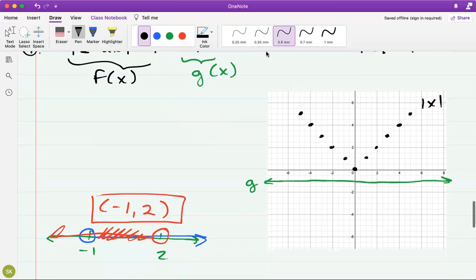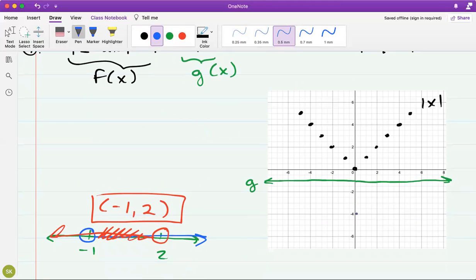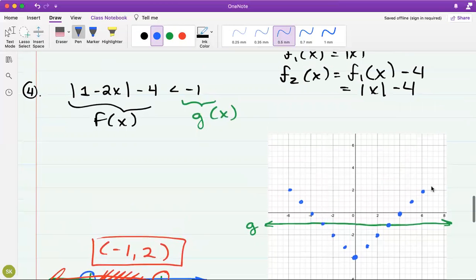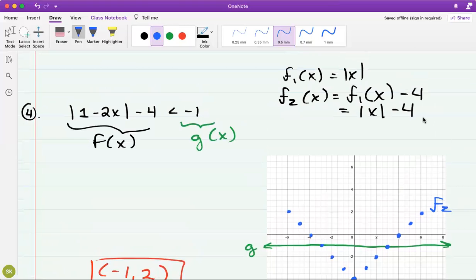So I'm going to move everything down 4 units. 1, 2, 3, 4. So I have a bunch of points now. I erase the original graph. And I'm going to write here so I don't get confused that this is f2 of x. So this is the graph f2. And now I need to define a new function. Let's see what I can do. So I need to put 1 minus 2x into here.